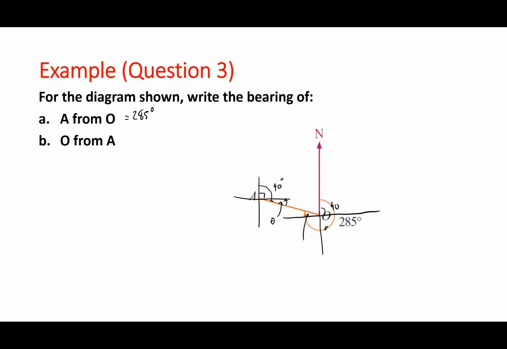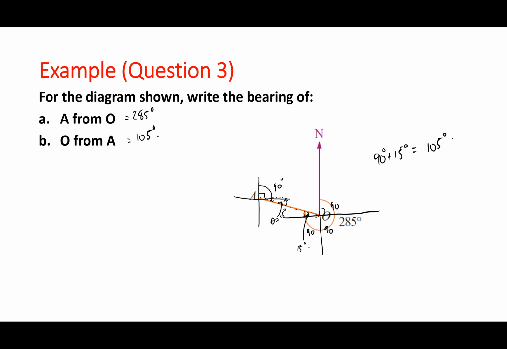90, 90, 90, that makes 270. How much is left over in this little gap here? Well, it's only 15 degrees. Now, using that alternate angles rule, this angle in here is the same as this angle in here. So this one in here should also be equal to 15 degrees. Okay, so 90 plus 15 degrees is equal to 105 degrees. So my bearing is equal to 105 degrees, okay?